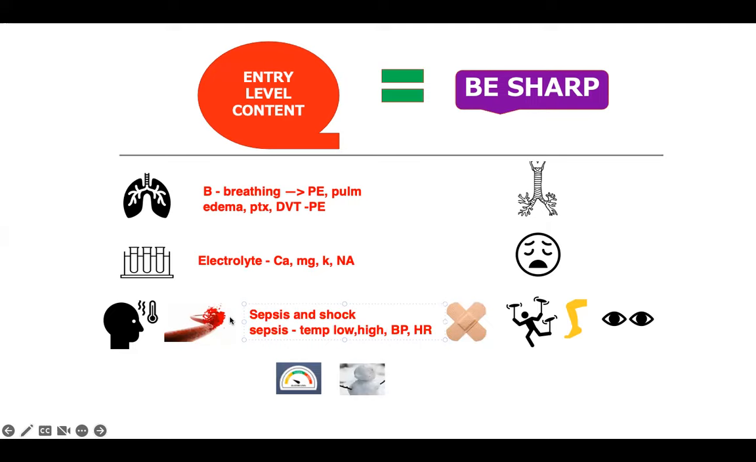Or somebody just had surgery and the wound doesn't look fine. That is sepsis. You got to intervene. And then the S, which is the shock. Shock is the same thing.